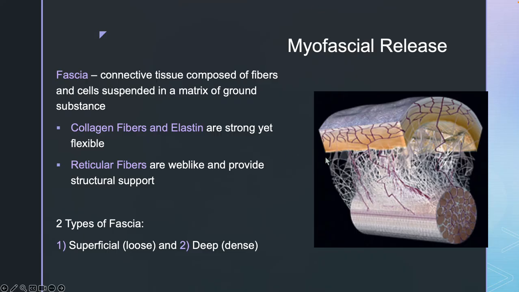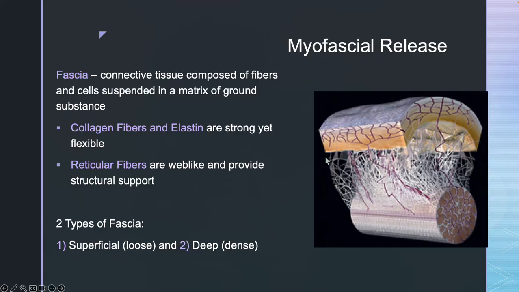All right, so fascia. We already kind of know this, but let's just let it sink in. This is connective tissue. It is composed of fibers and cells suspended in a matrix called ground substance. So you have ground substance, the goo, and then you have collagen and elastin fibers and reticular fibers. Collagen and elastin are strong and flexible. The reticular fibers are web-like and provide structural support. We need all of this for us to function properly.